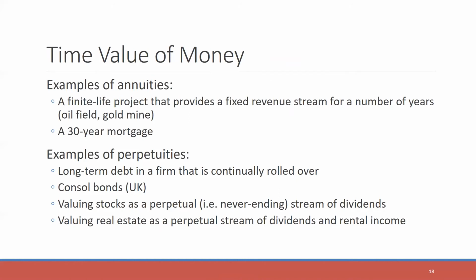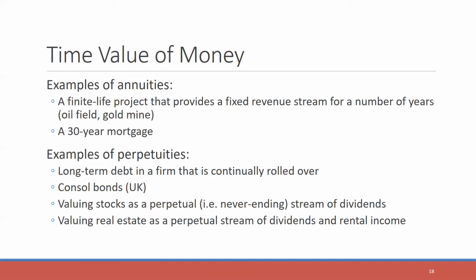Okay, so examples of annuities. An annuity is a finite life project that provides a fixed revenue stream for a number of years. So we'll do plenty of examples when we think about a company opening a plant. The plant will have a life of 15 years, and at the end of the plant's life, there's some expectation that the company might be able to sell it for spare parts or something like that. So over the 15 years, it's essentially an annuity.